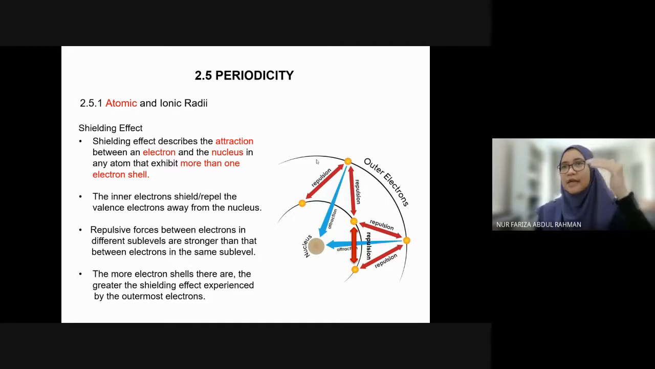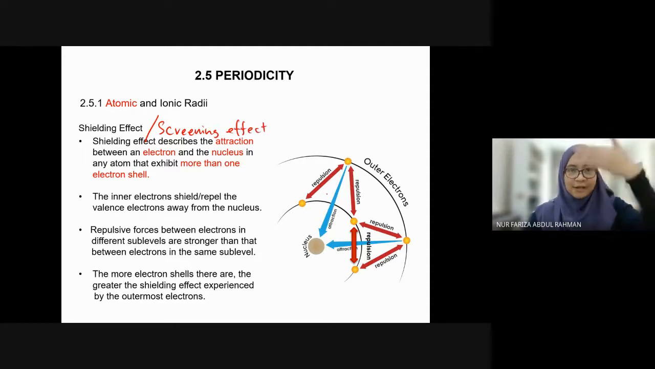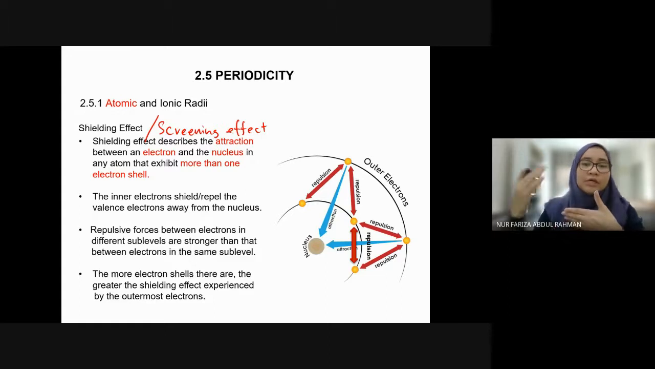Shielding means it's like perisai, or sometimes it is known as the screening effect. So what is the shielding or screening effect? Shielding is like perisai, like I said just now kan. Shielding ni dia prevents the attraction from the nucleus to the valence electron. Dia mengurangkan the attraction. So that is what we call shielding. Shielding means perisai, mengganggu the attraction between the nucleus and the valence electron.